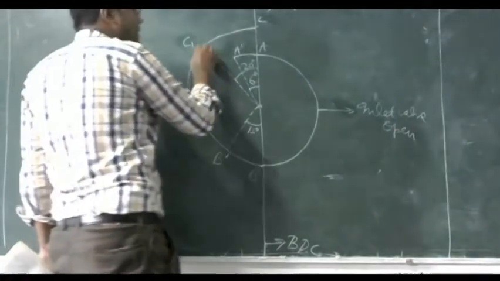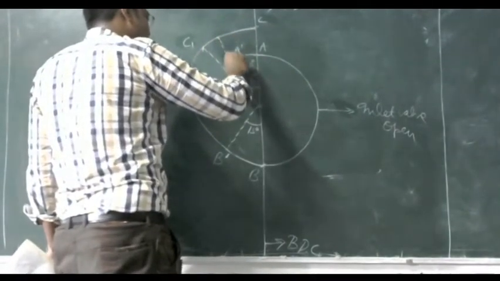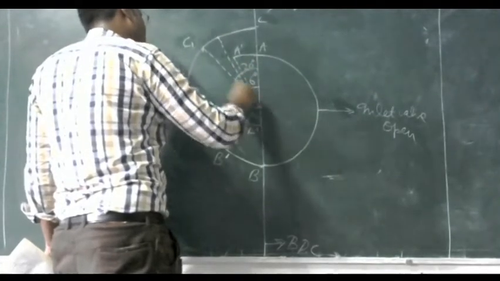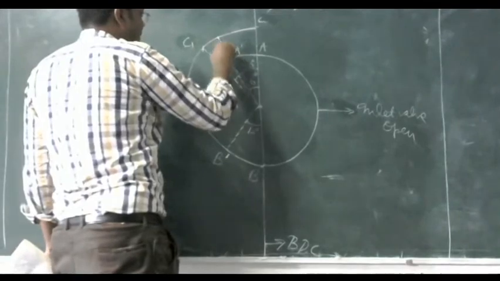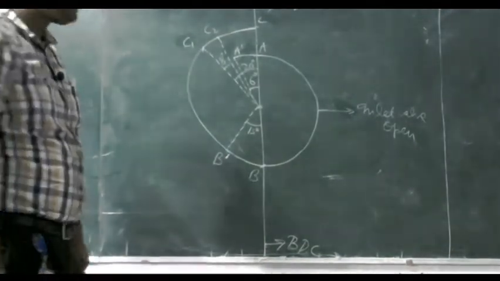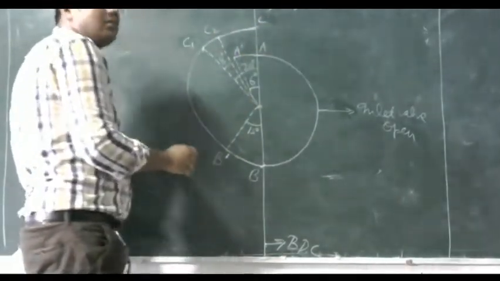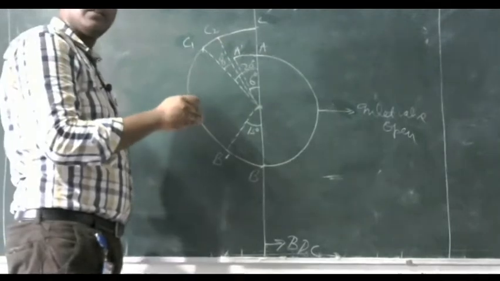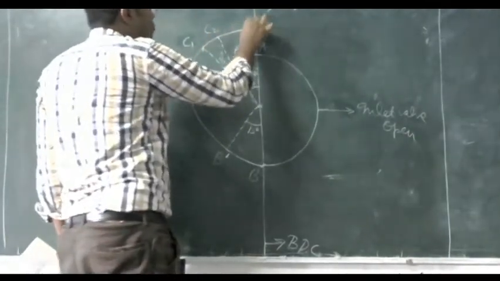After 8 degrees from C1, when the sparking starts, here at point C2, combustion starts. And from C2 to C, combustion proceeds. The rate of combustion increases, and combustion takes place from C2 to C.